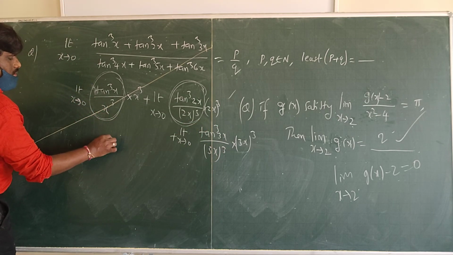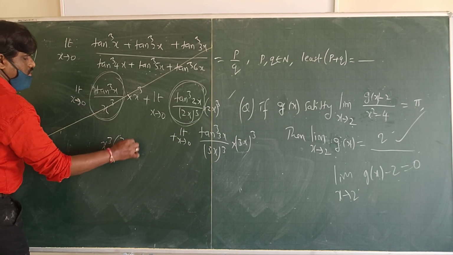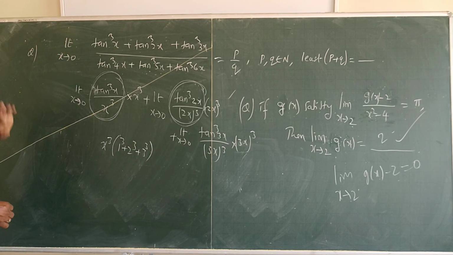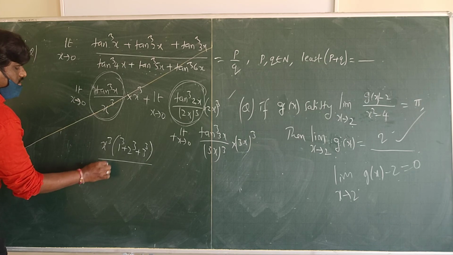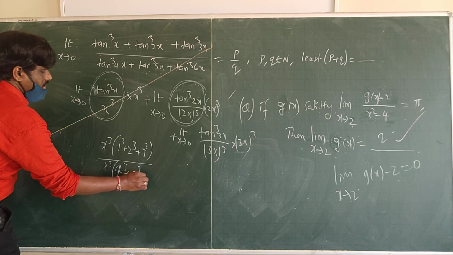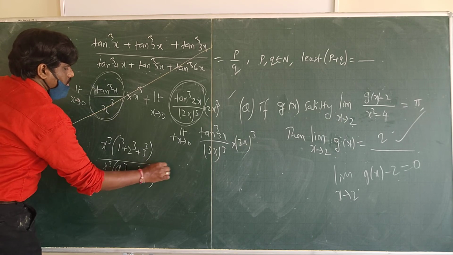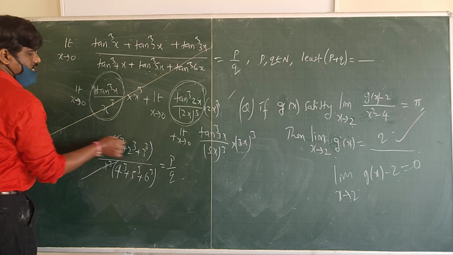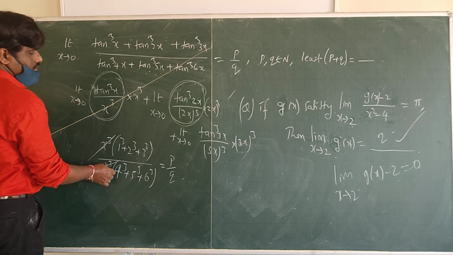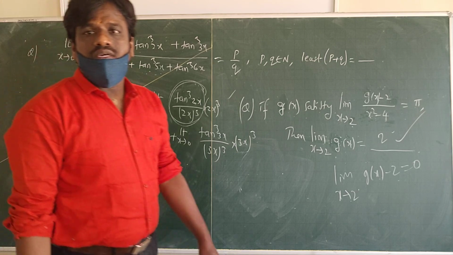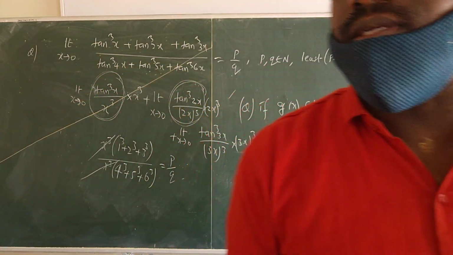So you can take x cube common, so you get 1 cube plus 2 cube plus 3 cube on numerator. The same you follow in denominator, you also get x cube, so you get 4 cube plus 5 cube plus 6 cube, equal to p by q. So x cube cancels, so p you get here, q you get here. So p plus q you need to get as the answer, the least value of p plus q.